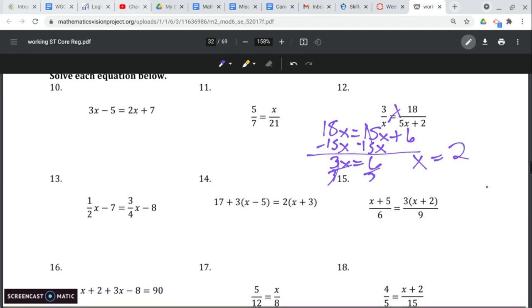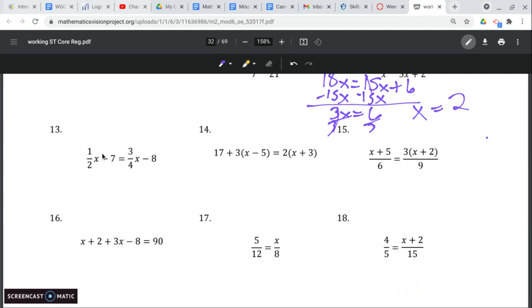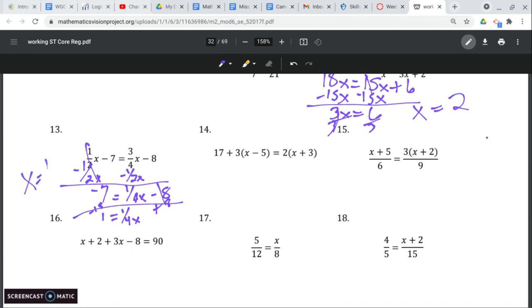All right, the next one we're looking at is number 13. It's got fractions in it. So if we take 3/4 and we subtract 1/2 from it, what are we going to end up with? We end up with 1/4 x minus 8. Then we add the 8 over. So -7 plus 8 is going to give us 1 equals 1/4 x. So x equals 4. We multiply by 4 to both sides here to find that.